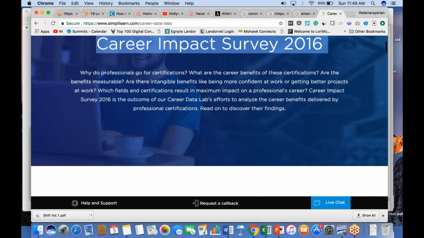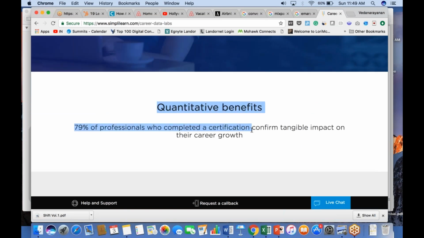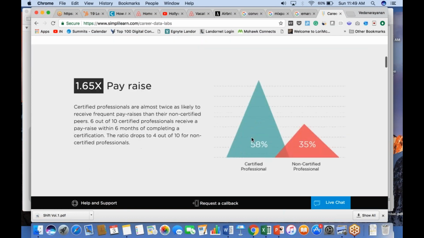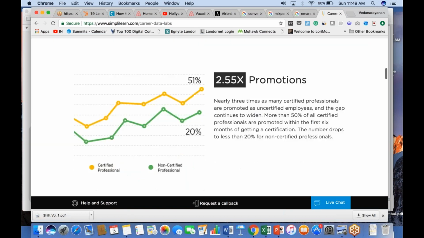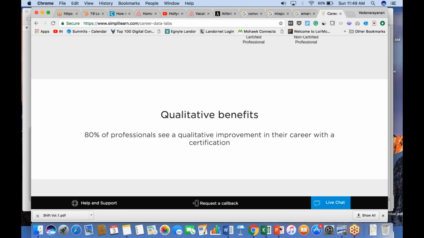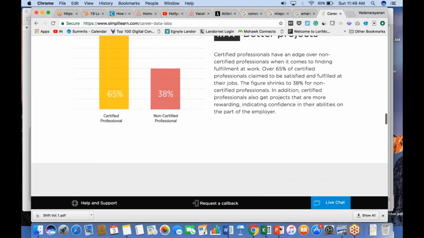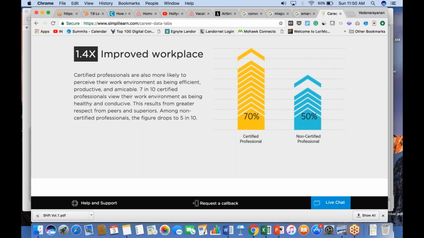So this particular property, I'm hoping you're able to see my screen, gives you a lot of benefits in terms of what kind of quantitative benefits professionals who graduated out of Simply Learn's ranks actually received in their careers after having gone through a certification. It talks about the quantitative benefits in terms of pay raise, promotions, resume shortlists, and so on. It also talks about what kind of qualitative long-term benefits a lot of our alumni received after graduating out of our ranks. It talks in terms of increased confidence, better prospects, better projects, and improved workplace environment.